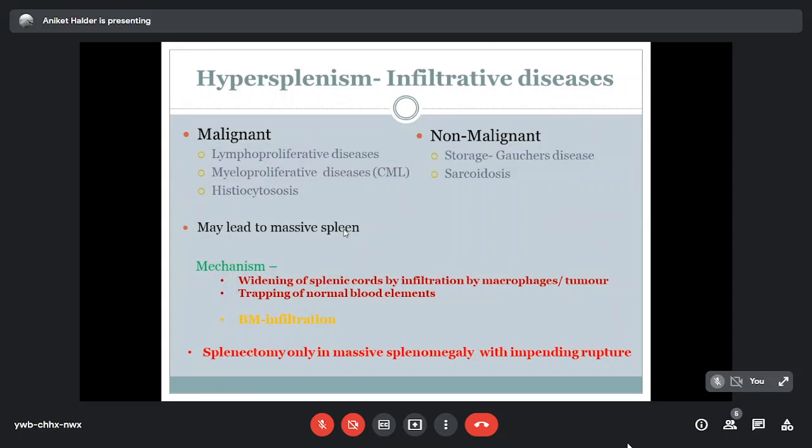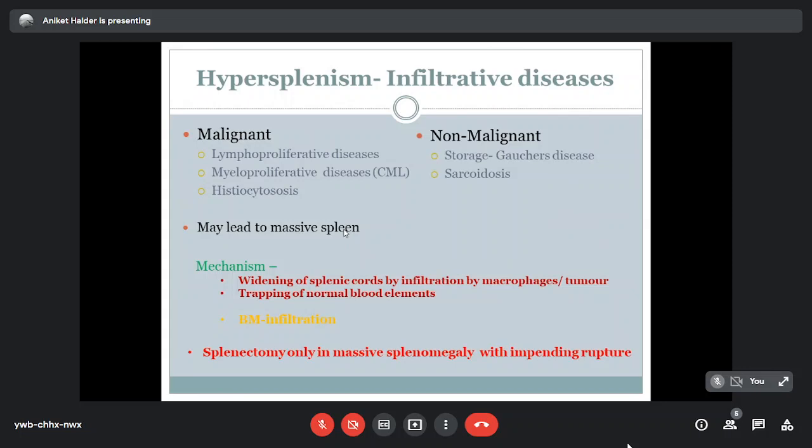And the main mechanism of hypersplenism in these infiltrative disorders is the widening of the splenic cords by the infiltration of macrophages or tumor cells. So, as there is widening of the splenic cords, the normal red cells will be trapped. The normal blood elements will be trapped, which will cause peripheral cytopenias.